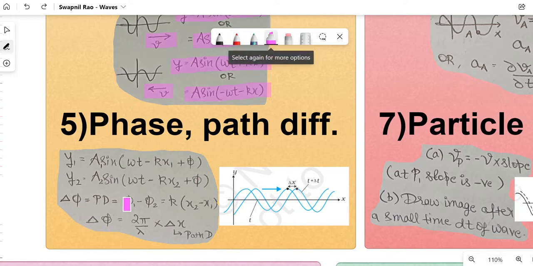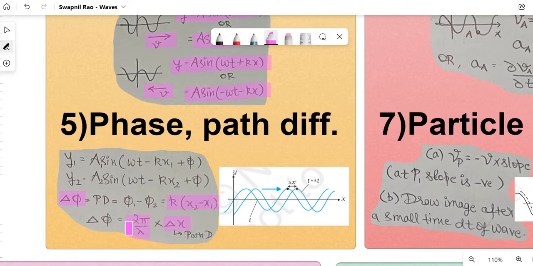So I'll just write it. As you can see, x2 minus x1 is nothing but the path difference. So what is phase difference? Phase difference is the entire term subtracted by the other term, which gives you this. So I'll write one formula: delta phi is equal to k times (x2 minus x1). And what is x2 minus x1? It is nothing but the path difference. As you can see, I've written path d, which means path difference. And I've already mentioned that k is the angular wave number, which is 2 pi by lambda.